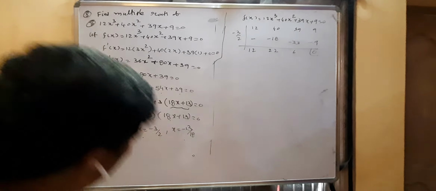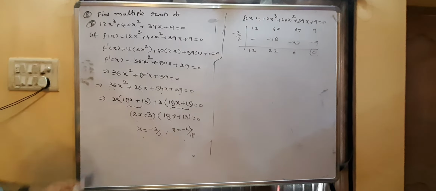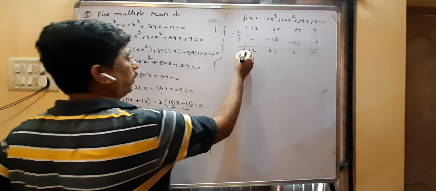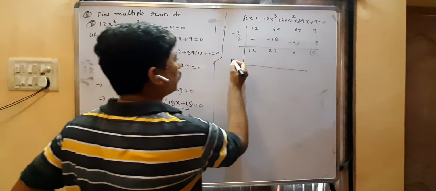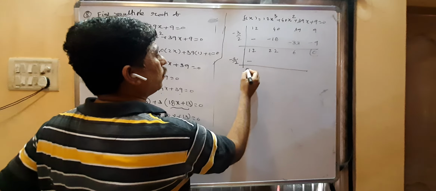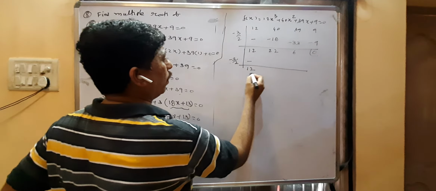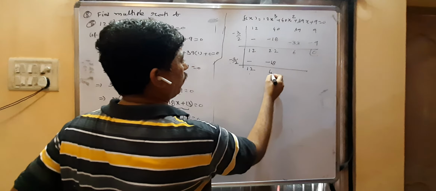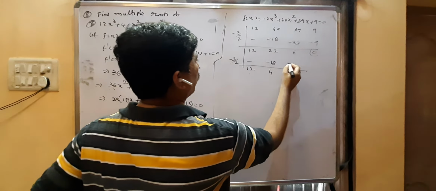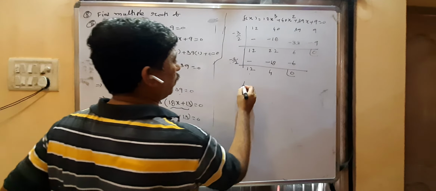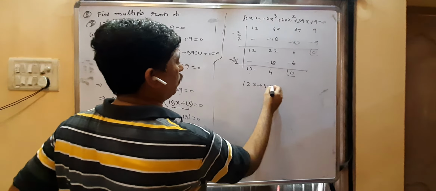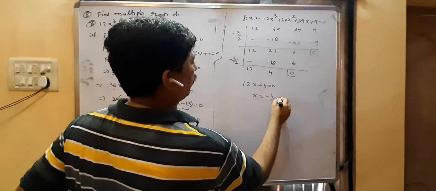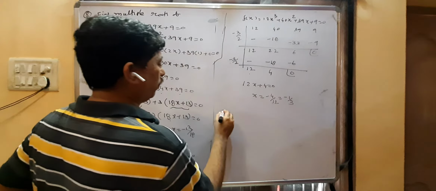Then minus 3 by 2 is a common root of f of x and f dash x, so it is repeated 2 times. So again you can do the division with respect to minus 3 by 2. 12, minus 3 by 2 into 12 means minus 18, so 4 we get. Minus 3 by 2 into 4 is minus 6, we get 0. Then 12x plus 4 equal to 0, x equal to minus 4 by 12, that is minus 1 by 3.